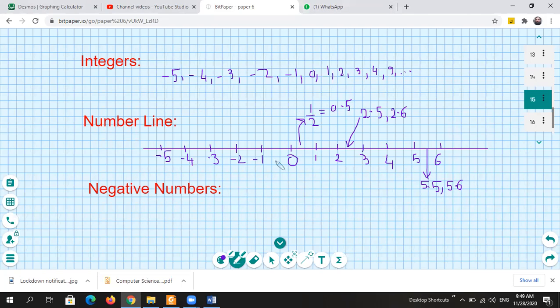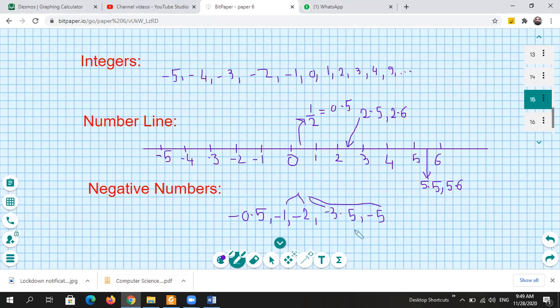So the negative numbers are numbers which are less than 0. So it can be -0.5, -1, -2, -3.5, or -5. So you can see that some numbers are negative integers like this. These are the negative integers.